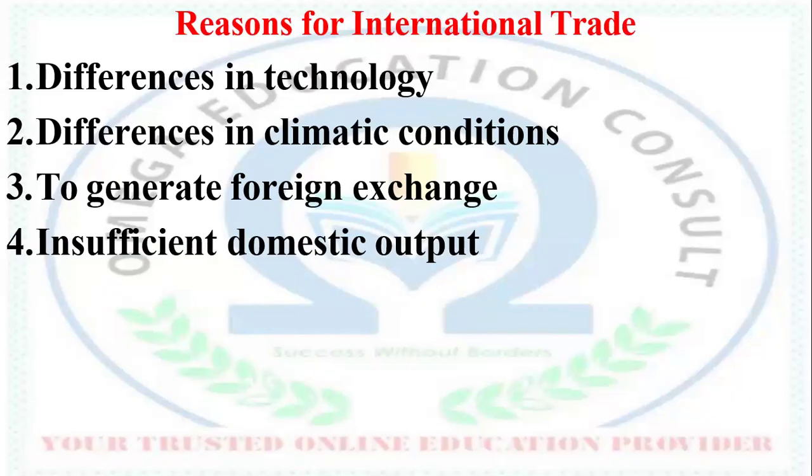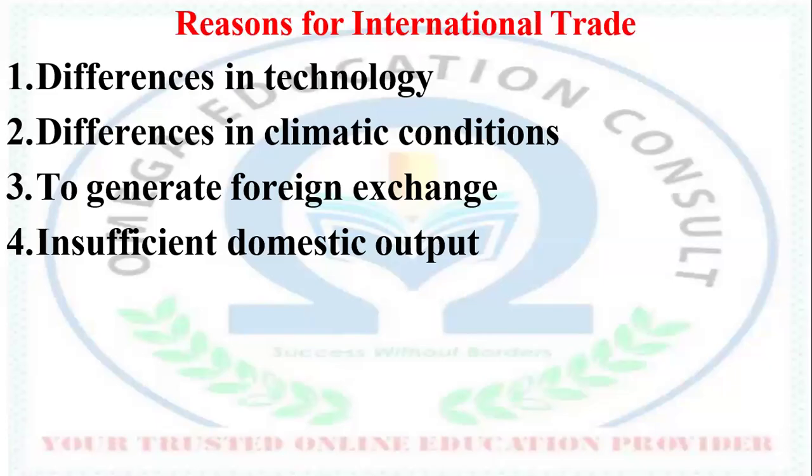The other reason for international trade is that there is insufficient domestic output. That is, countries are unable to produce certain commodities in larger quantities to meet the demand of their population. But international trade allows those countries to buy from other countries to supplement what they can produce, but in sufficient quantity. So Ghana, for instance, will produce chicken, will produce rice, will produce tomatoes and so on and so forth. However, these items that we produce are not sufficient to feed the local population.